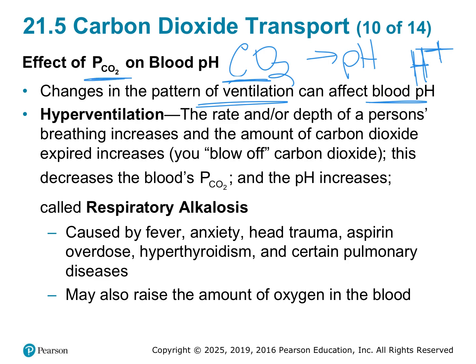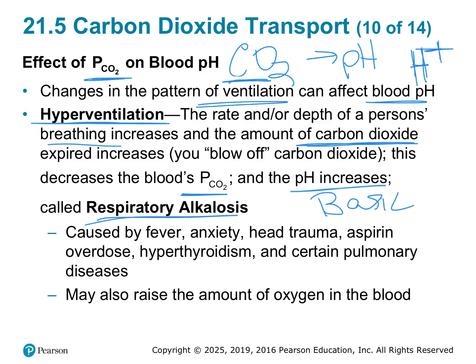the amounts of carbon dioxide. So if we are hyperventilating, we have a very rapid rate or depth of breathing, that can allow us to get rid of more carbon dioxide. So we're expiring more carbon dioxide. This is going to decrease the partial pressure of carbon dioxide in the blood, which is going to increase the pH. It's going to make it more basic, and that causes a respiratory alkalosis. And some natural things that can cause this: fever, anxiety, head trauma. Those are natural things that can cause that respiratory alkalosis.